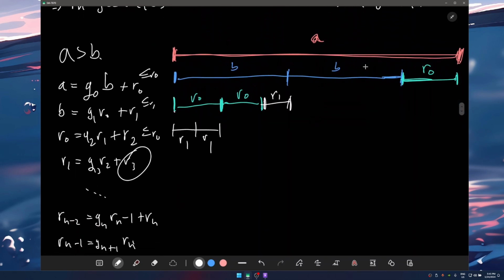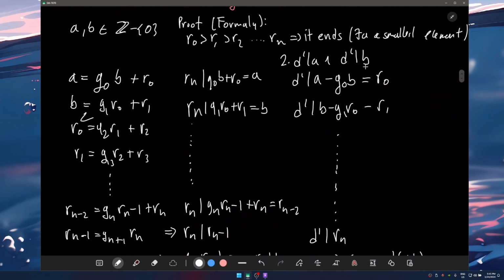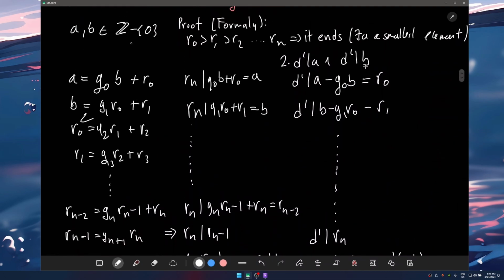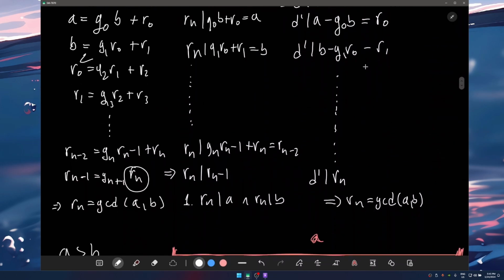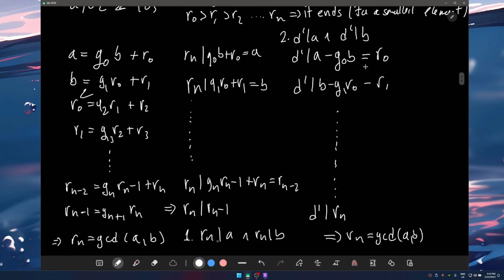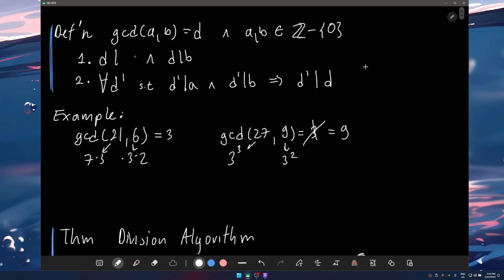Yeah, and that was the logic behind it. And then if you want a formal proof, you have A and B elements of Z without 0, and then you do this division, and the theorem says that this Rn is equal to the GCD. To prove it, we suppose, and then we need to prove a first point: that our Rn, our GCD, divides A and it divides B.